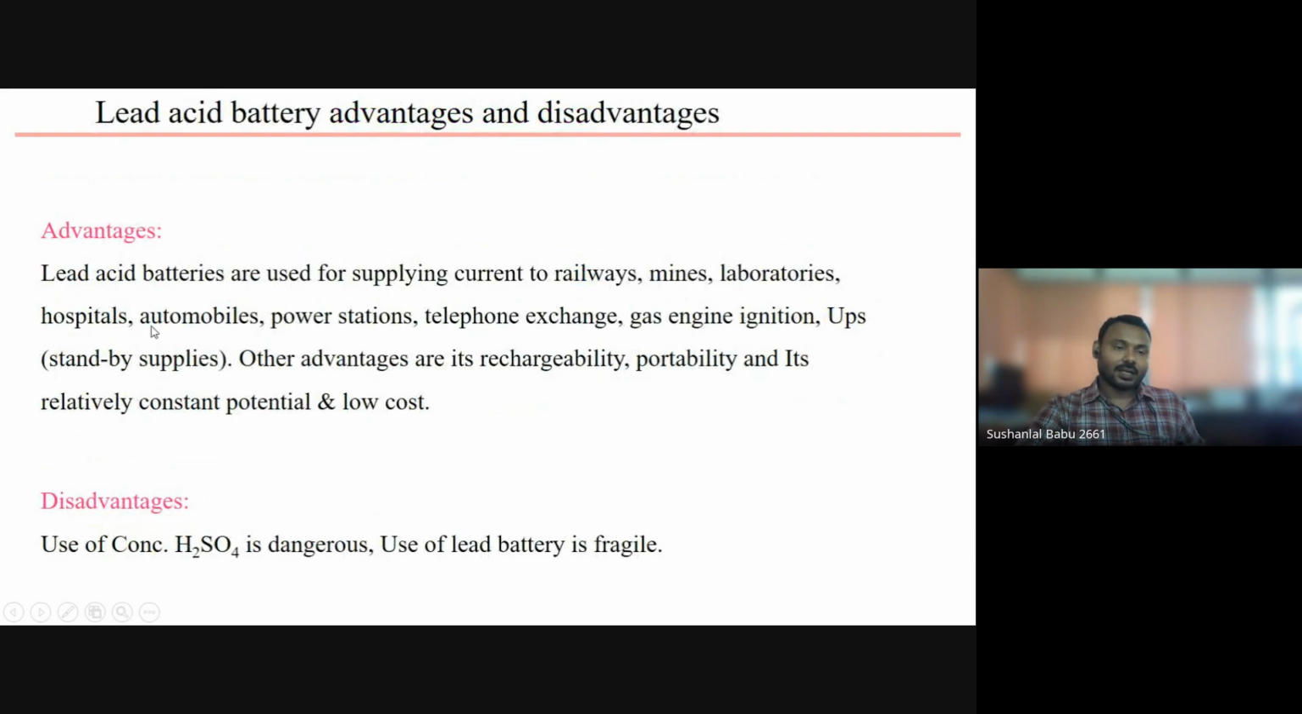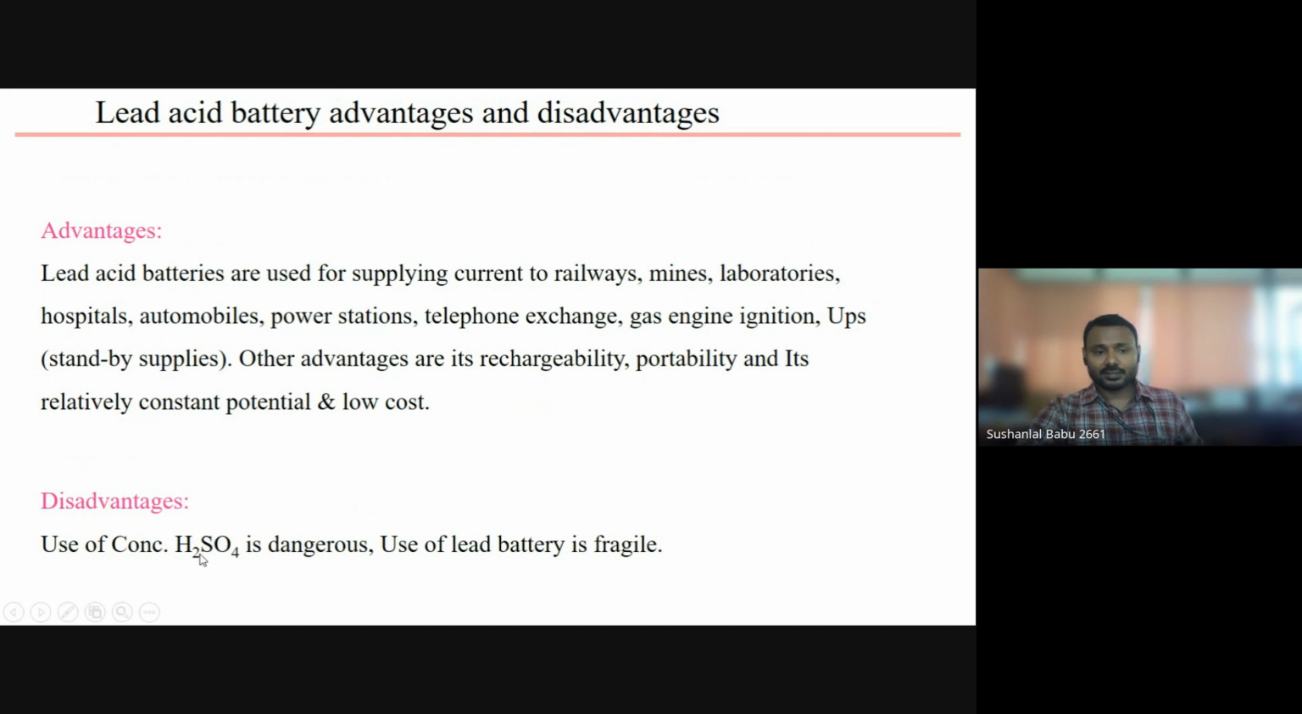Then, what are the advantages of lead acid battery? Lead acid batteries are used for supplying current to railways, mines, laboratories, hospitals, automobiles, power stations, telephone exchange, gas engine ignition. Other advantages are its rechargeability, portability, relatively constant potential and low cost. We can recharge it, and it is portable because we can take it from one place to another. What are the disadvantages?